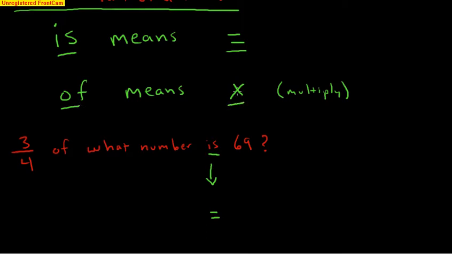Sometimes we see x in algebra and we start to think it means the variable x, but no, in this case it means we're going to multiply. So of means there's going to be some multiplication. And then we fill in what's left here. What's left for our equation? We've got 3/4 of what number. We'll say Wn for what number. That's our variable or our unknown. So 3/4 of what number is 69.